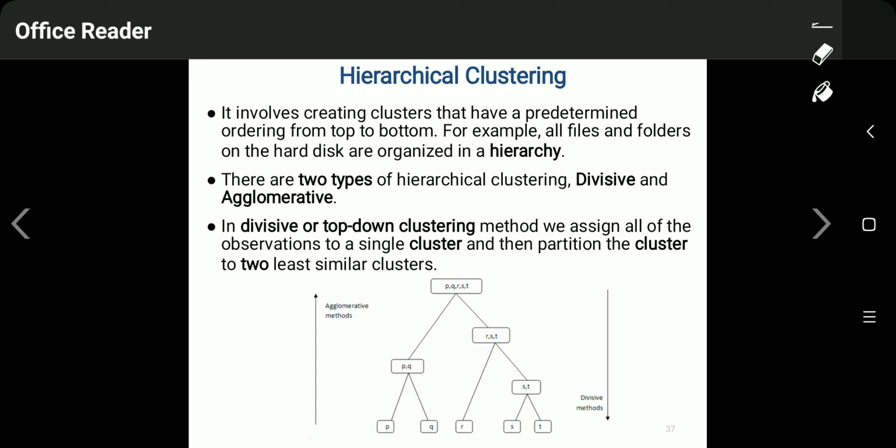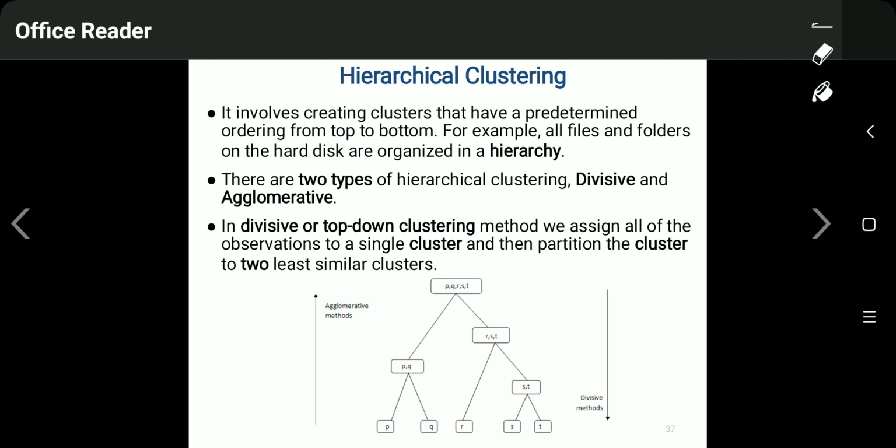P and Q are very near to each other, so they will be combined into one cluster. Now S and T are also very near to each other, so they are combined into a single cluster which has S and T. Now the centroid of ST and R are very near to each other, so they come into a single cluster.